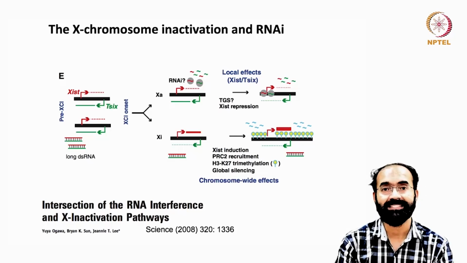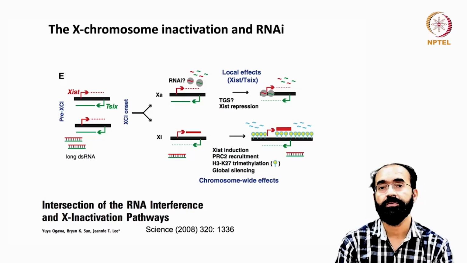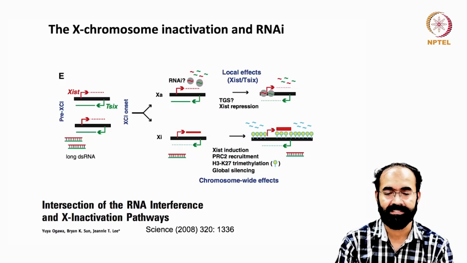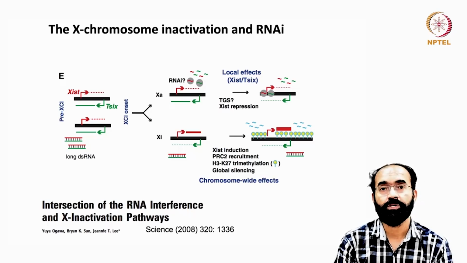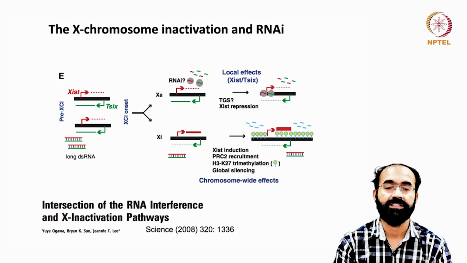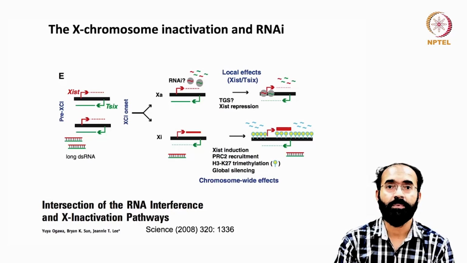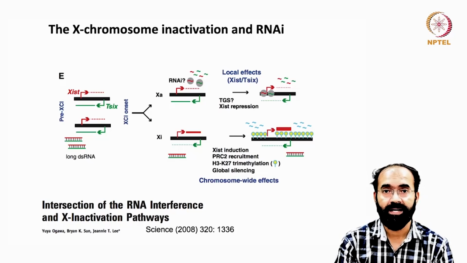On the other hand, in the X inactive, what happens? Xist induction happens and PRC2 recruitment of H3K27 trimethylation causes a global silencing, and this creates the compaction of the entire chromosome, that is Xi, X inactive, and this will lead to the inhibition of the entire chromosome. So gene expression will be prevented, only the coated Xist stays there. So Xist induction ensures the global change, unlike what you see in the case of Tsix expression.